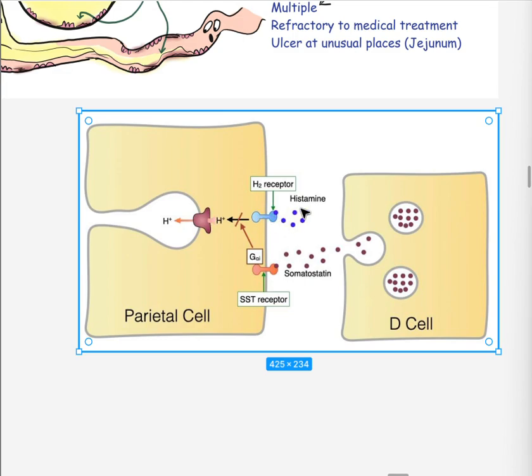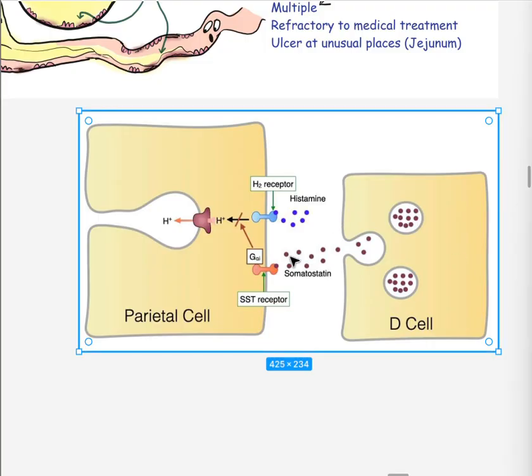What happens is this blue dot represents histamine, and histamine is released from the enterochromaffin-like cells, and it binds to H2 receptors on parietal cells. This binding of histamine to the H2 receptor increases cAMP, and this activates the hydrogen-potassium ATPase pump. And this leads to hydrogen ions being pumped into the stomach lumen, and there's increased gastric acid secretion. This is why H2 blockers work, because H2 blockers stop this. H2 blocker examples are cimetidine, ranitidine, famotidine. They block the H2 receptor and reduce acid secretion.